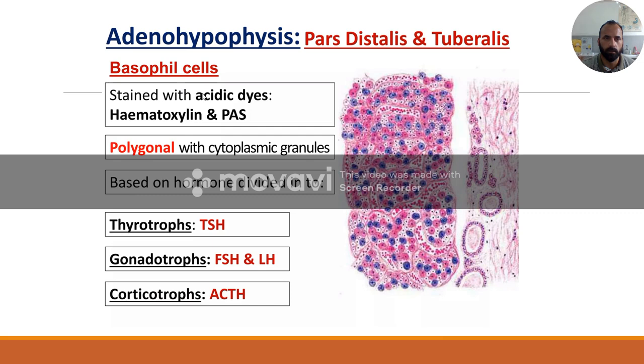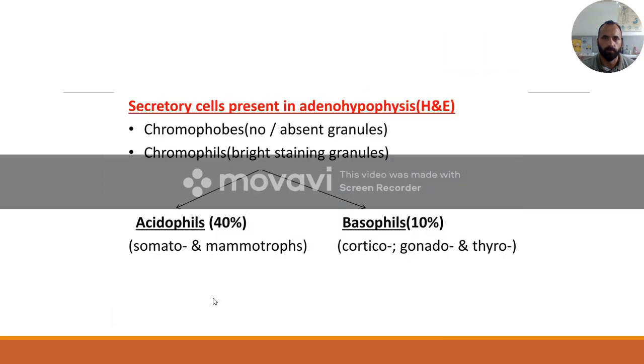Basophils get stained by the basic dye, hematoxylin. You can see the bluish polygonal-shaped cells. The hormones that they secrete are TSH, FSH, and LH. You have the thyrotrophs, the gonadotrophs, and the corticotrophs.